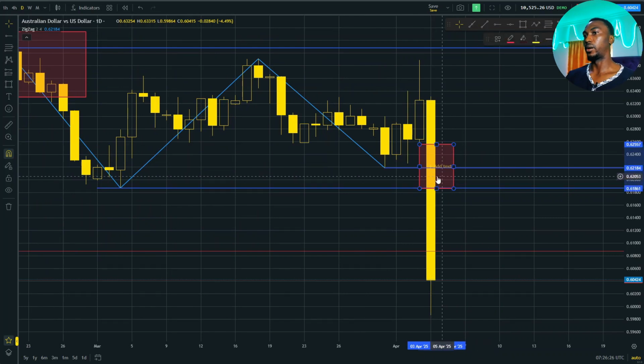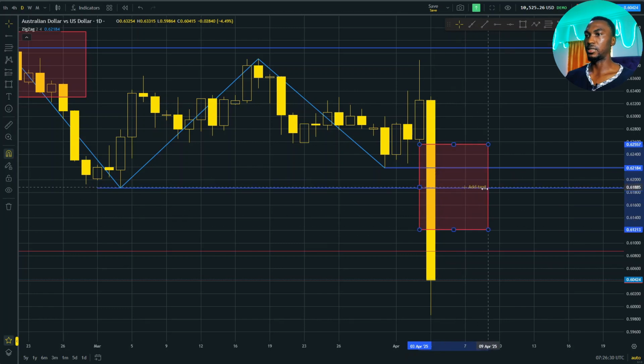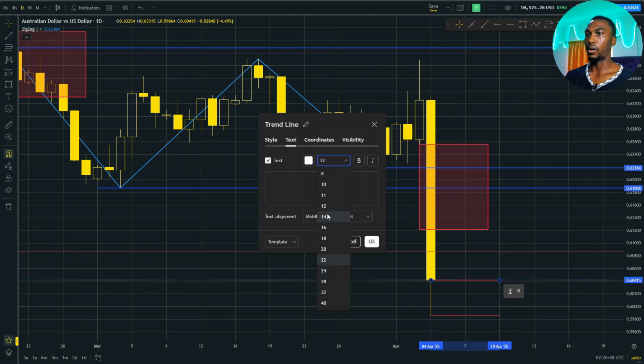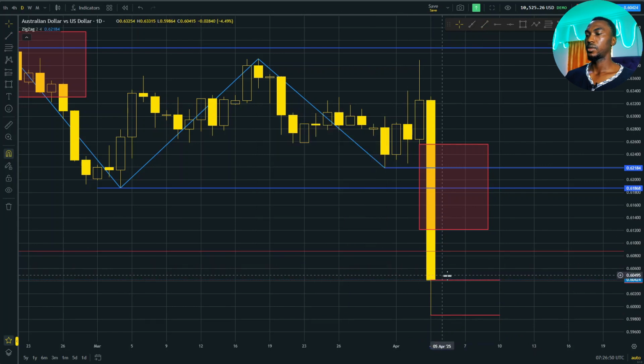But if it doesn't, then we are likely going to be experiencing a reason to short this market on the daily and target somewhere like here. Oh, I'm setting this one, that's a mistake. Somewhere like here and somewhere like here also. So these two targets, in my opinion, are worthwhile to watch out for. That is for the Australian dollar, US dollar.